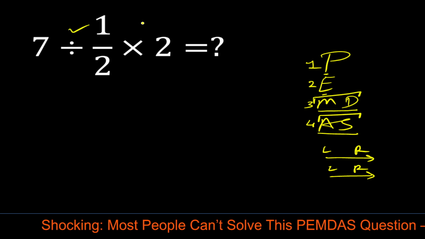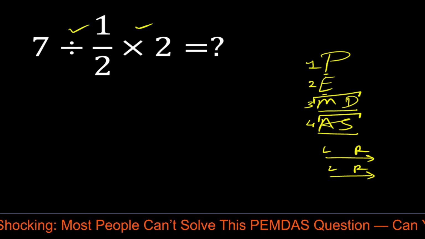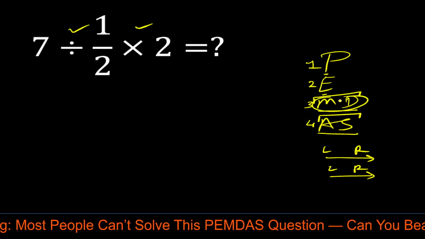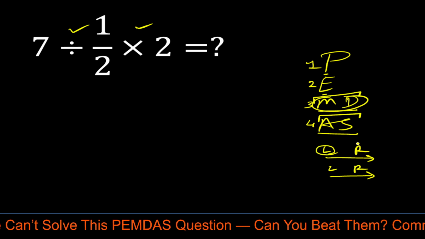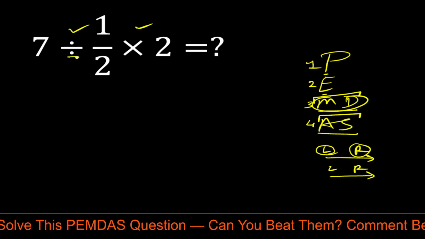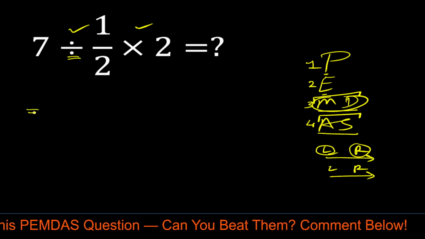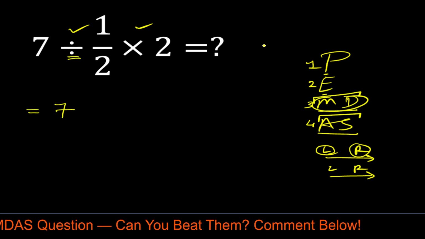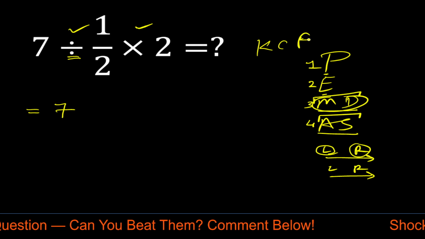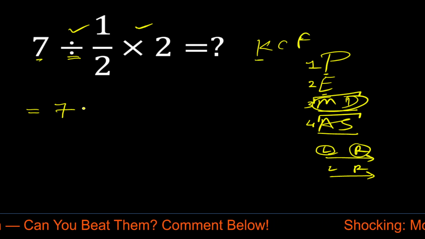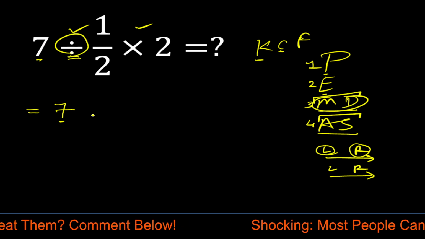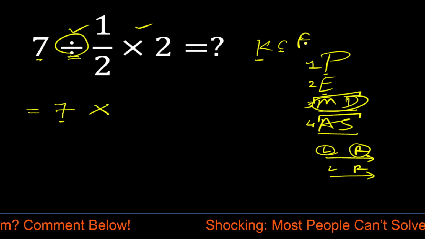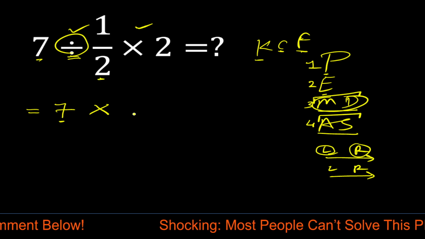So in this question, here we have division and here multiplication. So multiplication and division both have equal priority, so we have to solve it from left to right. So first we have to solve this division, right? So now 7. Now according to KCF rule, K means keep this first 7 as it is same. Then C means change this sign from division to multiplication. Then F means flip this fraction.